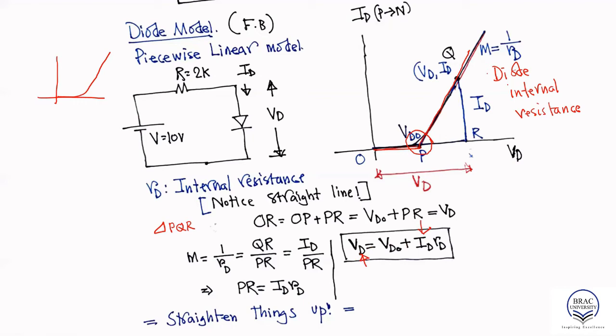If you consider the diode IV characteristics to be nothing but two straight lines, that's why it is called the piecewise linear model. Now, if you compare this relationship with the real IV characteristics, which is ID equals IS e to the power VD over NVT, notice this one is exponential and this one is linear. As human beings, we always like to straighten things up. So we find it convenient if we can straighten things up.